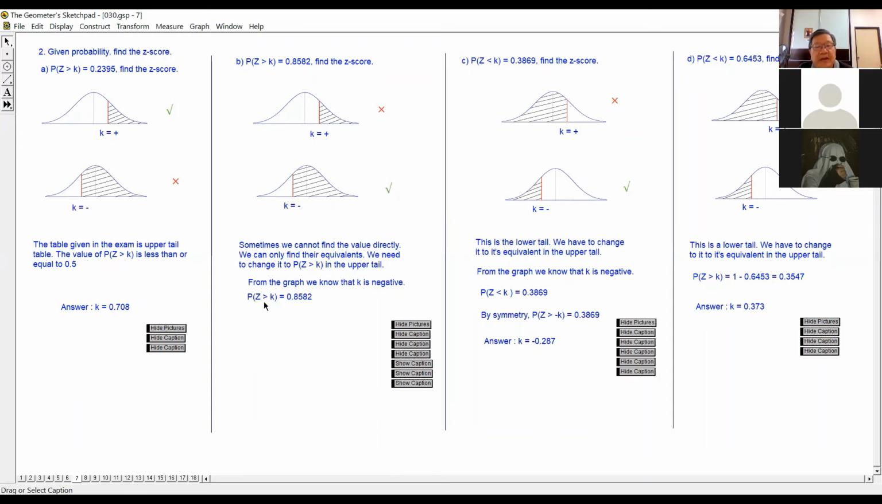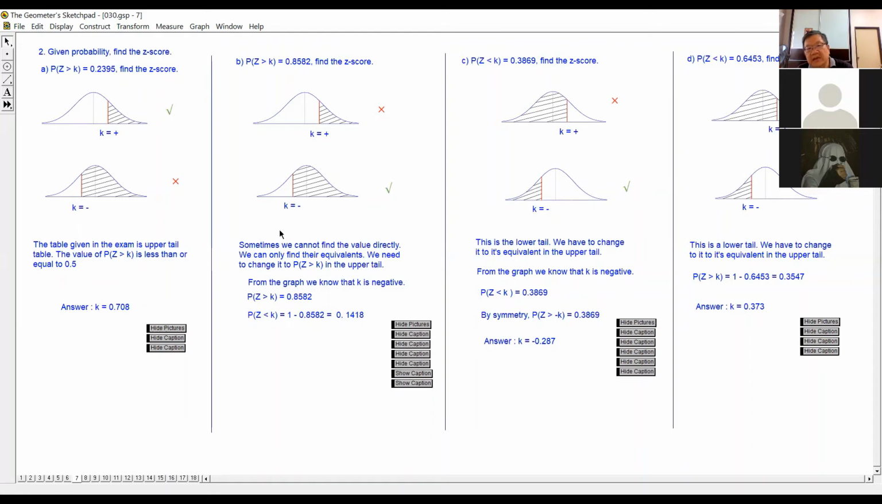So if you want to find the probability of z greater than k, which is 0.8582, we cannot find this number. So we take 1 minus this number, right? So if you know this side, the probability is 0.8582. This other side, the one less than k, is 1 minus 0.8582. That is 0.1418. So this is the number, 0.1418, less than this number.